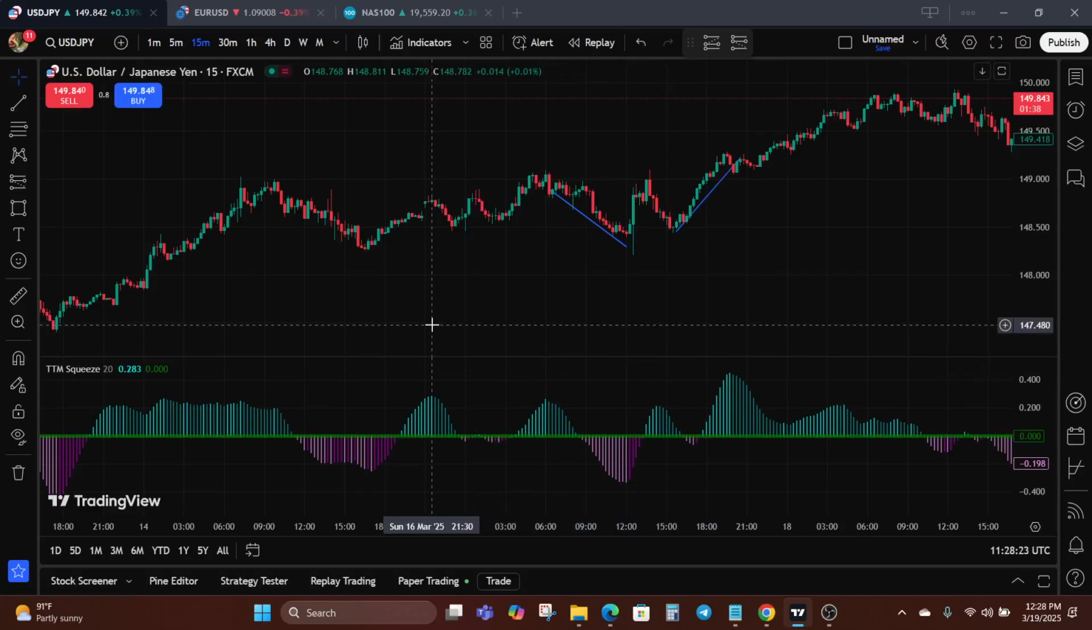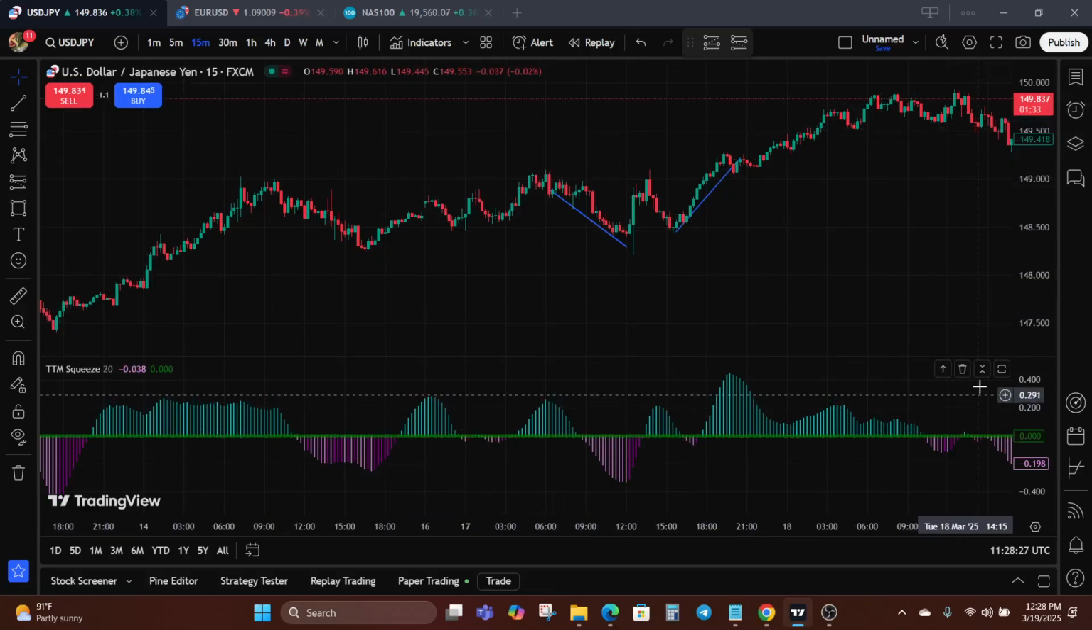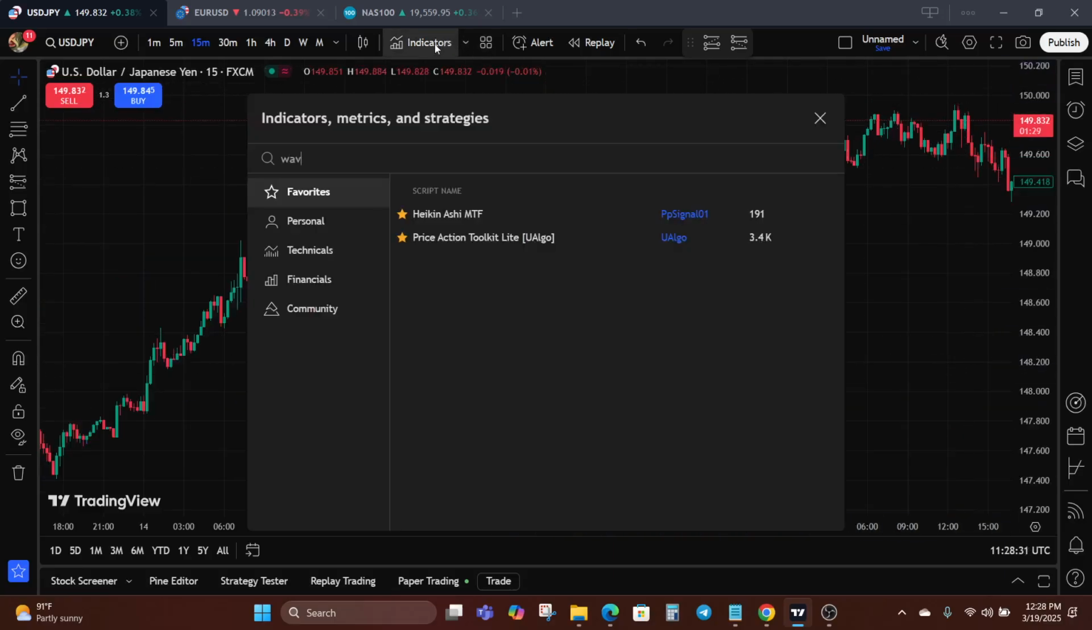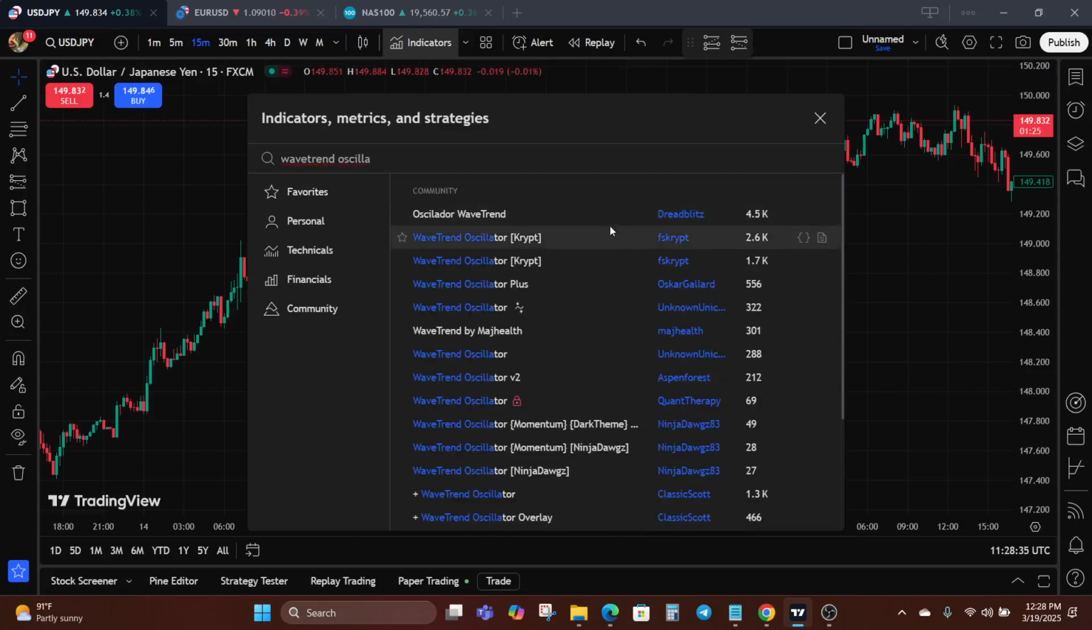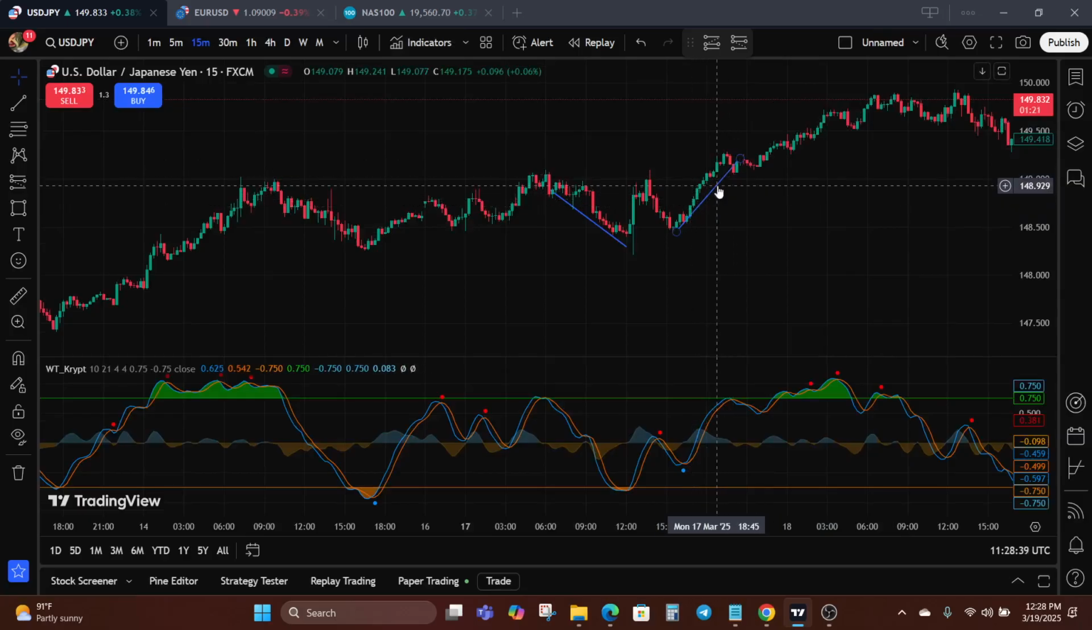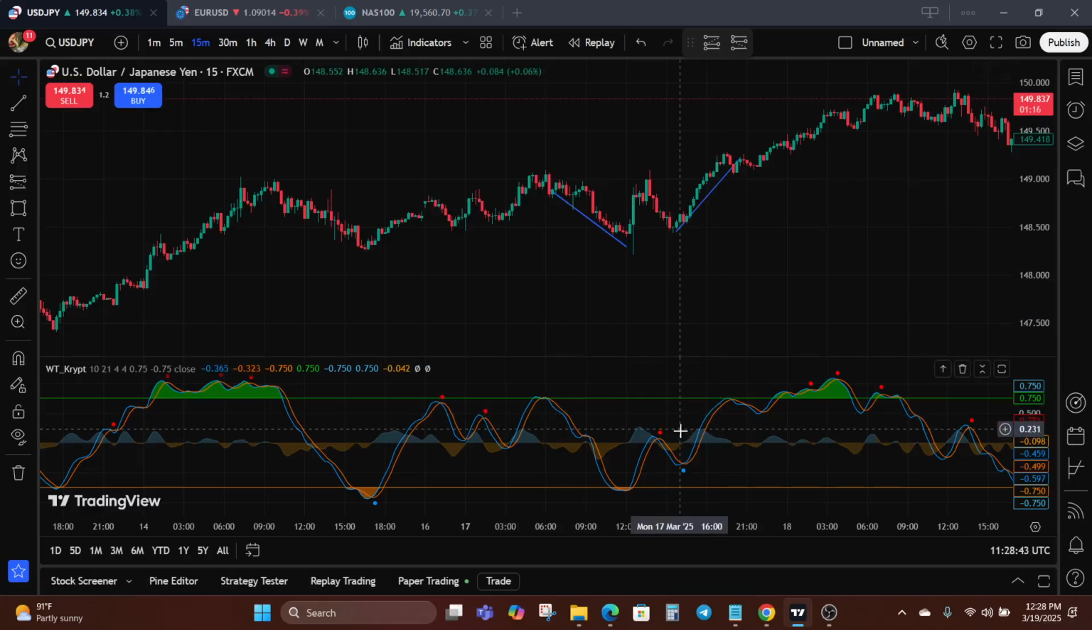So very quickly now, we're going to be looking at the wave trend oscillator before we round up. All right. So the wave trend oscillator combines moving averages and momentum tracking into a single indicator. It helps you identify trend strength and potential reversals.